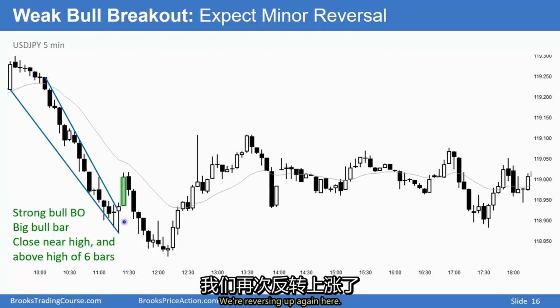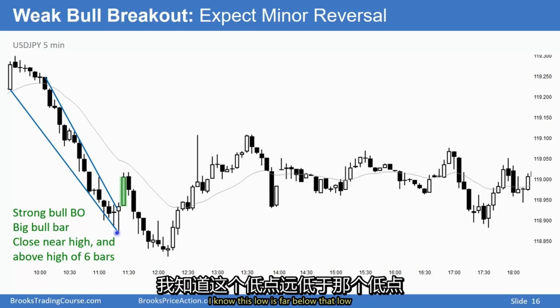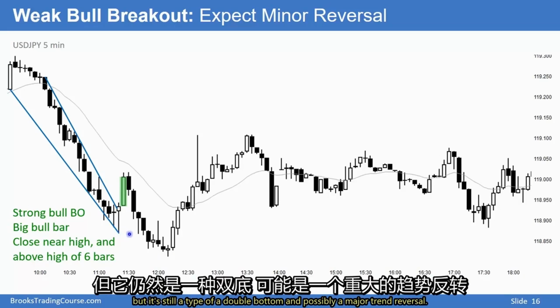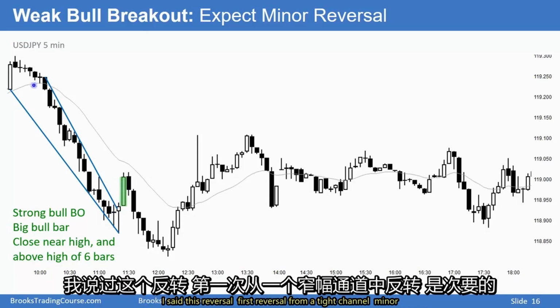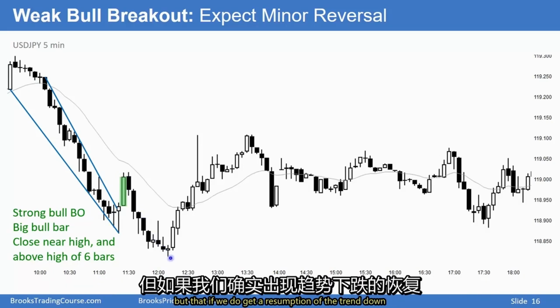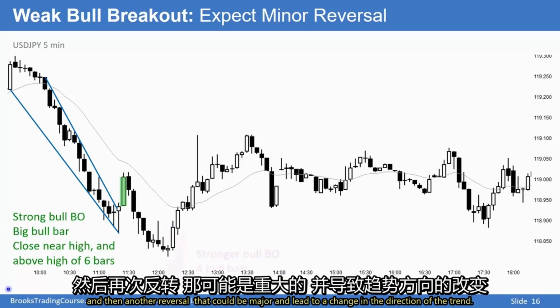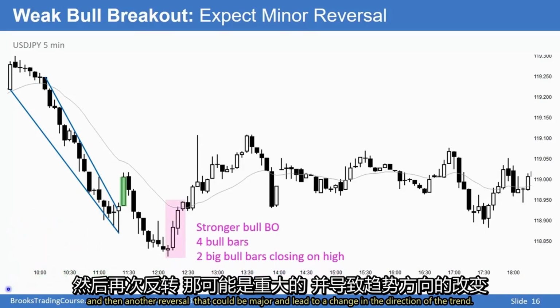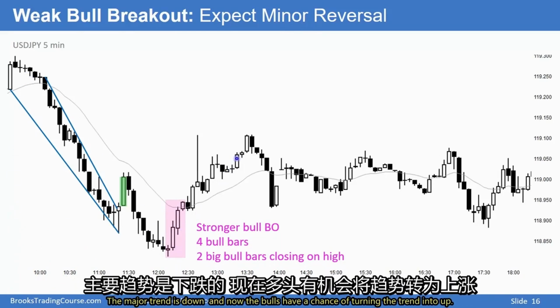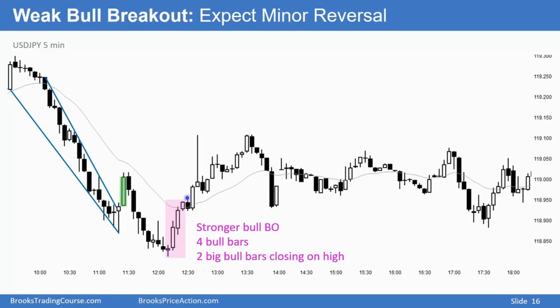We're reversing up again here. This is a second reversal up, so it's a double bottom. I know this low is far below that low, but it's still a type of a double bottom and possibly a major trend reversal. I said the first reversal from a tight channel is minor, but that if we do get a resumption of the trend down and then another reversal, that could be major and lead to a change in the direction of the trend. The major trend is down, and now the bulls have a chance of turning the trend into up.